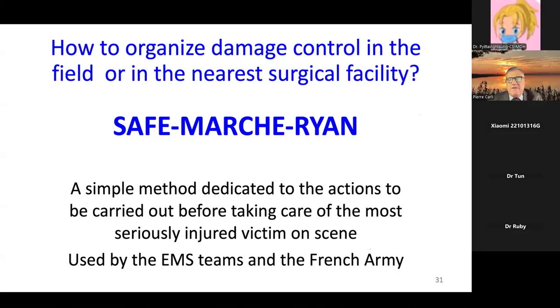And this is very important because if you are under fire or in a very dangerous situation, you have to be absolutely very clear in your mind about all the actions you have to do, and not have to think, just act as a reflex, very quickly, very efficiently. So this method is called SAFE, MARCH, and RYAN.